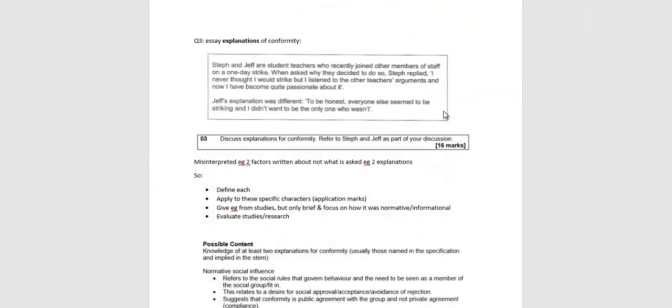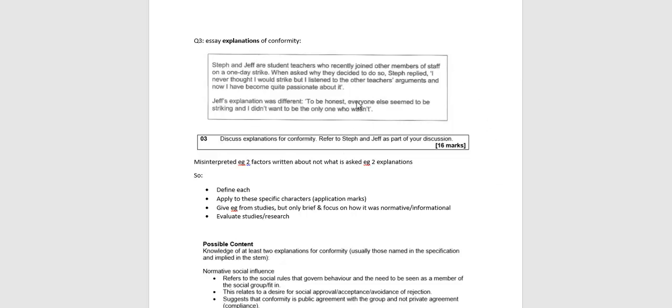So if we have a look at this specific question, it was an application question, and the question was: Steph and Jeff, student teachers who recently joined other members of staff on a one-day strike. When asked why they decided to do so, Steph replied, "I never thought I would strike, but I listened to the other teachers' arguments and now I've become quite passionate about it." Jeff's explanation was different. "To be honest, everyone else seemed to be striking and I didn't want to be the only one who wasn't." So the question was 16 marks. Discuss explanations for conformity and refer to Steph and Jeff as part of your discussion.